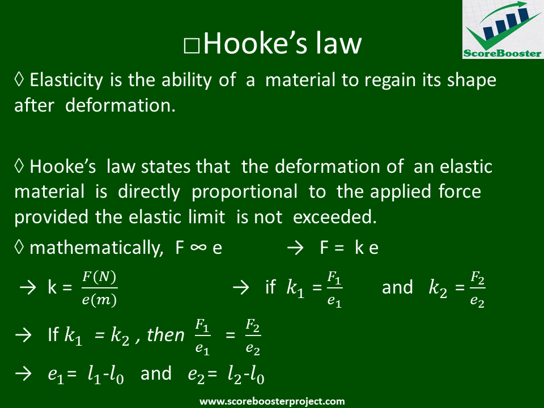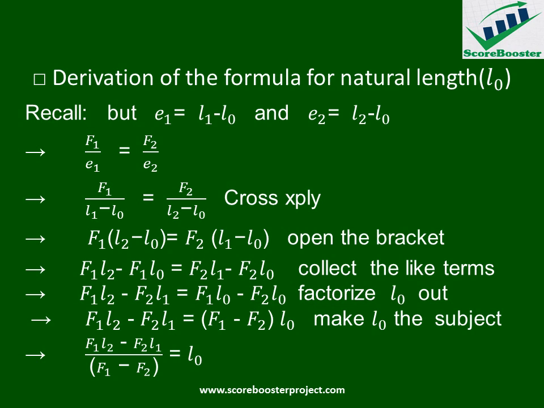Now we have to take note here that our extension will be the new length minus original length. For example, extension 1, which is e1, will be length 1 minus natural length of the wire. And extension 2 will be length 2, that is L2, minus L0, which is the natural length of the wire. This is the derivation of the formula for natural length L0.